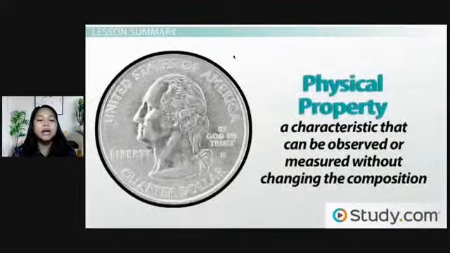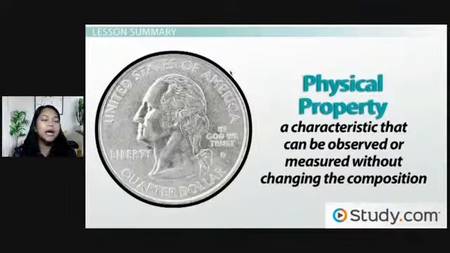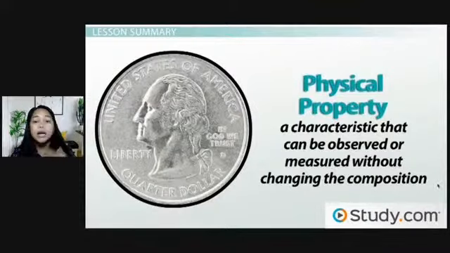Okay, so this right here is your physical property. Unahin natin yung physical property. It is a characteristic that can be observed or measured without changing the composition. So, hindi mo kailangang ipa-react yung isang substance para ma-measure mo yung kanyang physical properties.